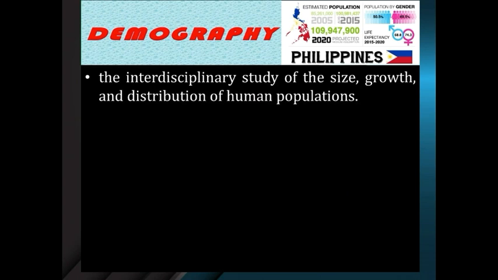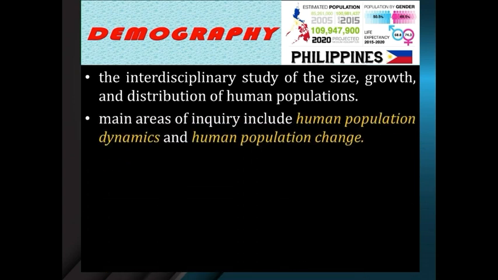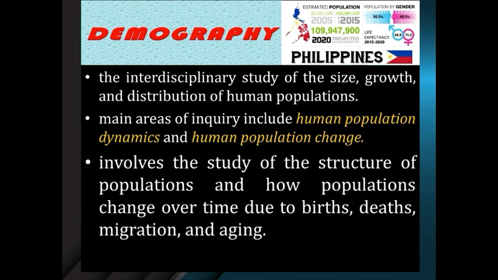Finally, demography. Demography is the interdisciplinary study of the size, growth, and distribution of human populations. It examines statistics such as births, deaths, income, or the incidence of disease, which illustrate the changing structure of human populations. Main areas of inquiry include human population dynamics and human population change. It also involves the study of the structure of populations and how populations change over time due to births, deaths, migration, and aging.